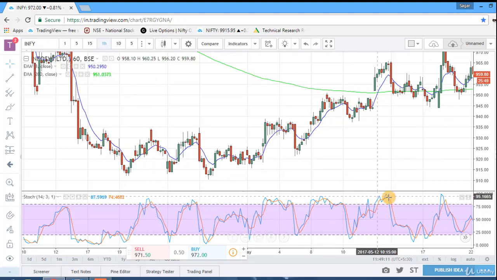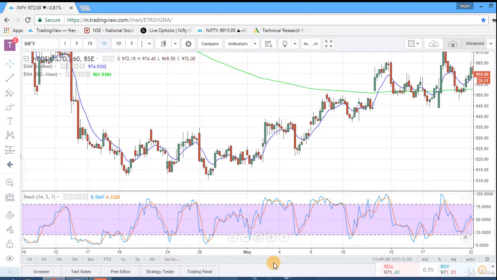Stochastic above 80, above this 80 line, this pink zone is considered as overbought. This is the overbought range, and stochastic below this 20 line is considered as oversold range. This is the oversold range and this is the overbought range.